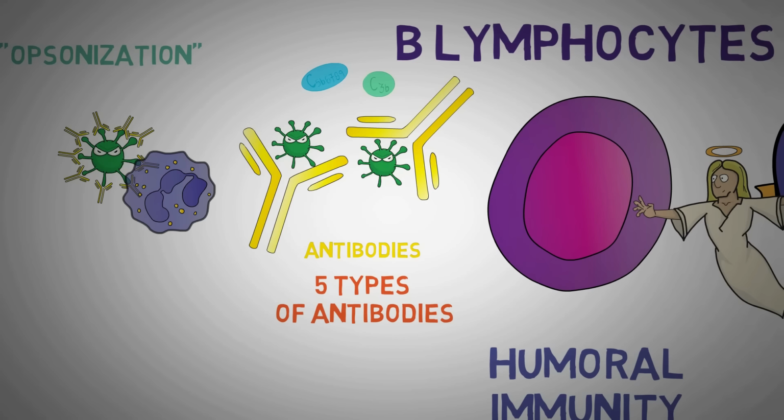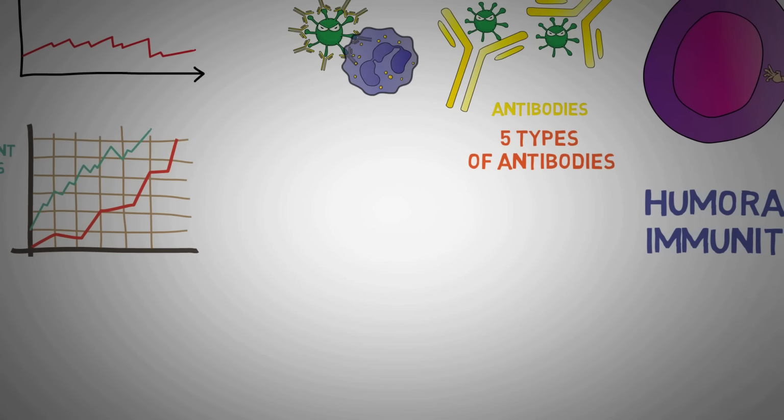Now, there are 5 different types of antibodies with different roles. If you want to learn more about the structure of antibody and its function and the complement system, make sure to watch these videos on our channel. Links are in the description below.